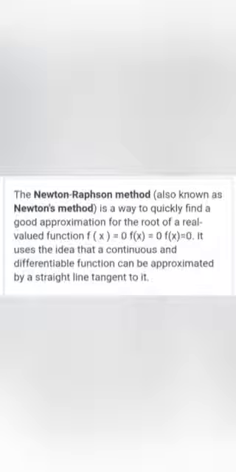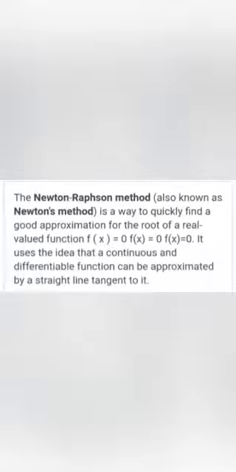It uses the idea that a continuous and differentiable function can be approximated by the straight line tangent to it. This means we can find the straight line tangent using derivatives. The equation given in the problem, we can take with the idea of making it a straight line tangent. The problem given to us will have different variables, with a function of x, but the right hand side should be equal to 0.